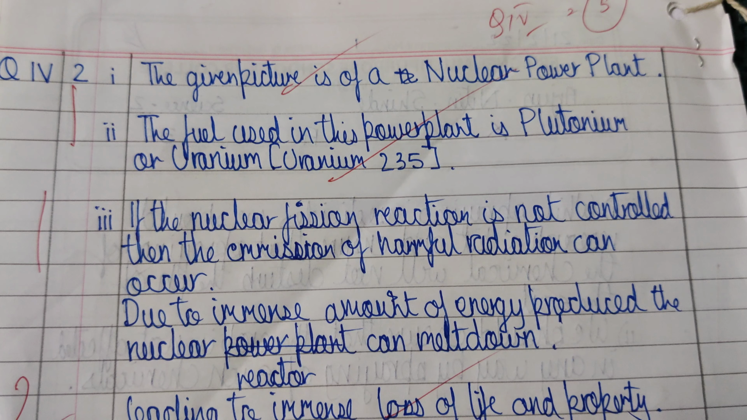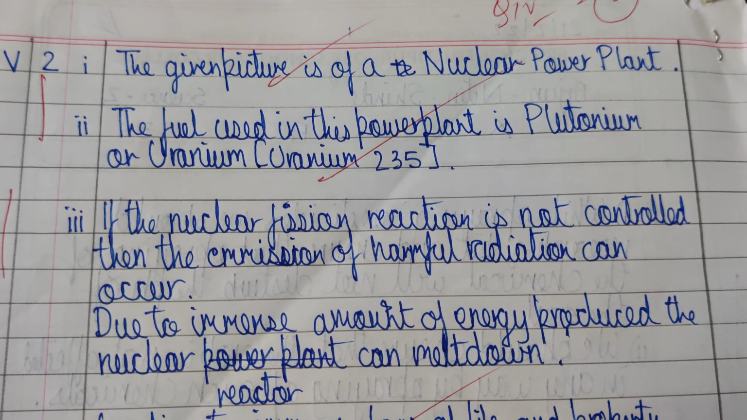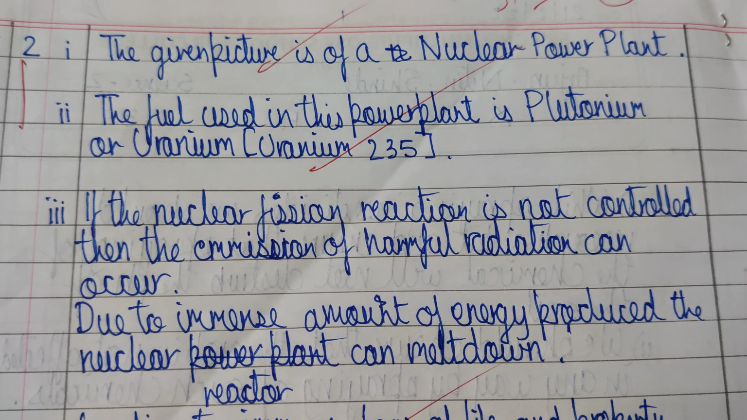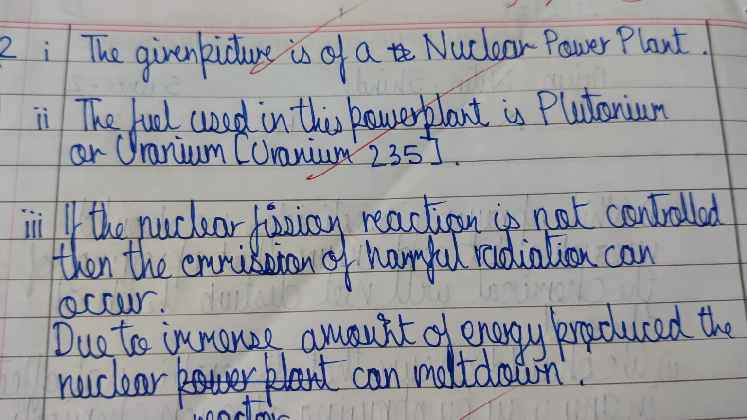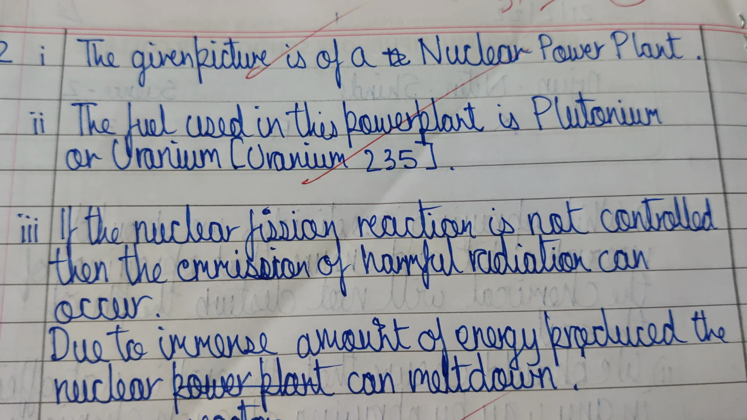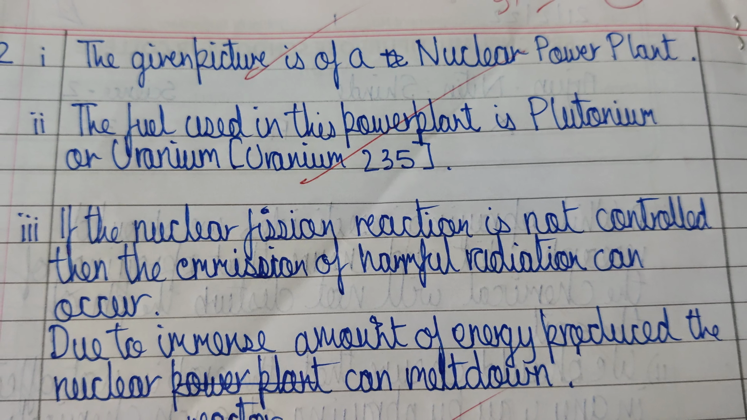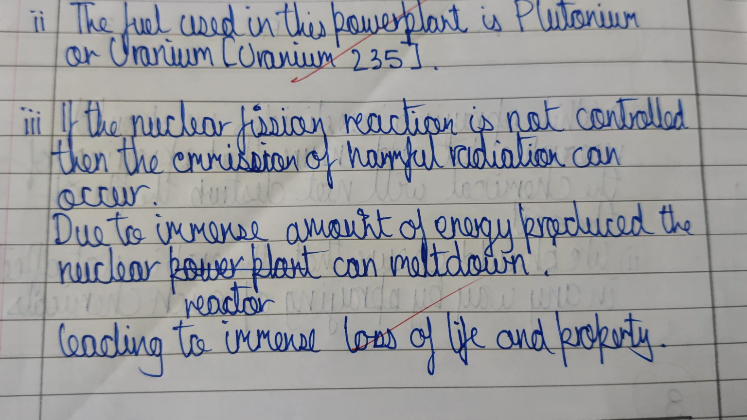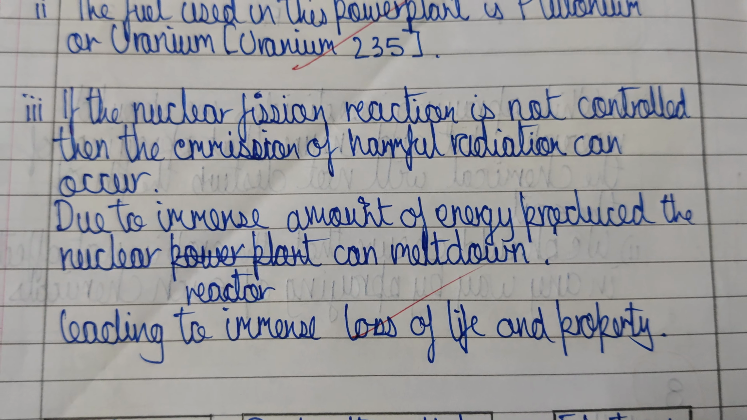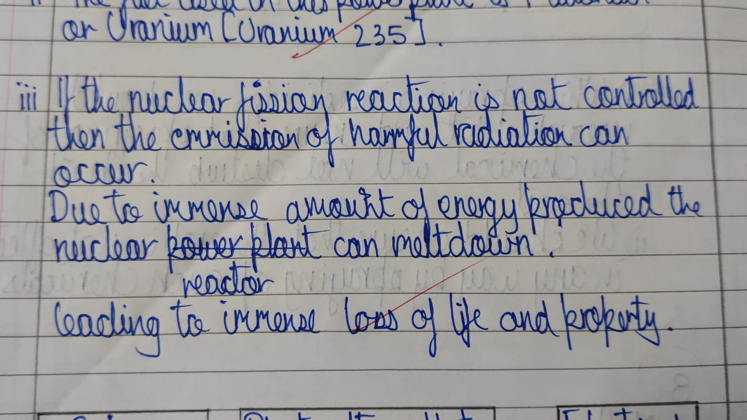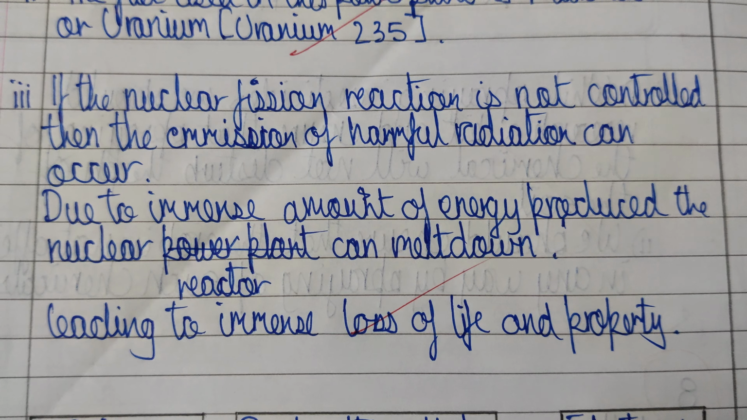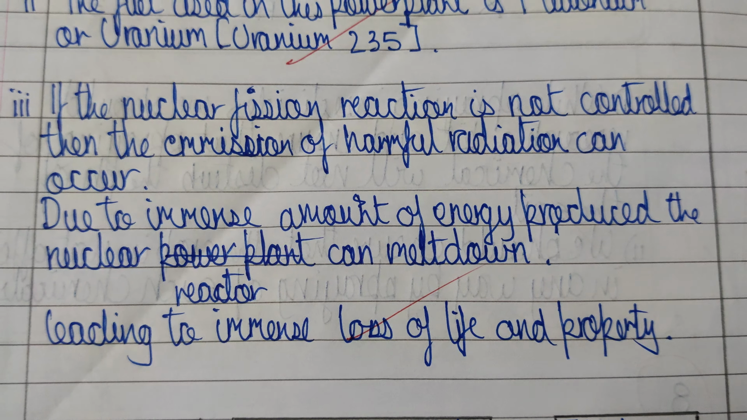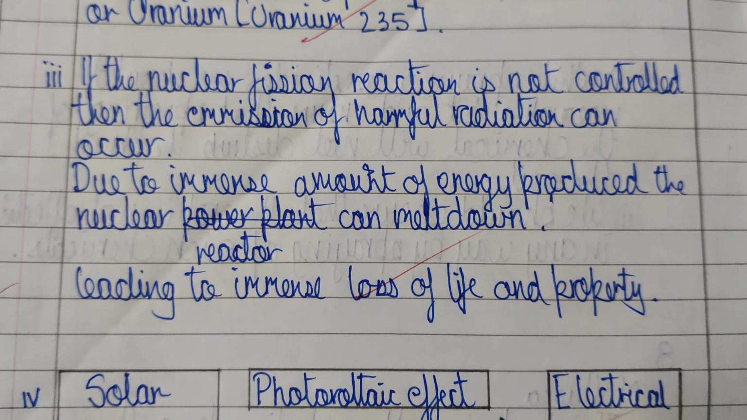The given picture is of a nuclear power plant. The fuel used in this power plant is plutonium or uranium-235. If the nuclear fission reaction is not controlled, then the emission of harmful radiation can occur. Due to the immense amount of energy produced, the nuclear reactor can melt down, leading to immense loss of life and property.